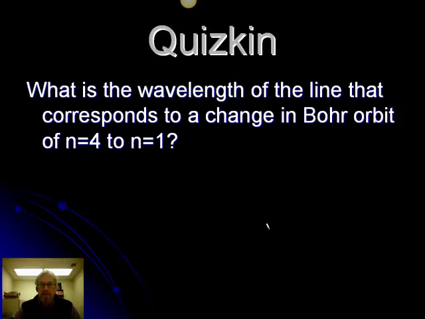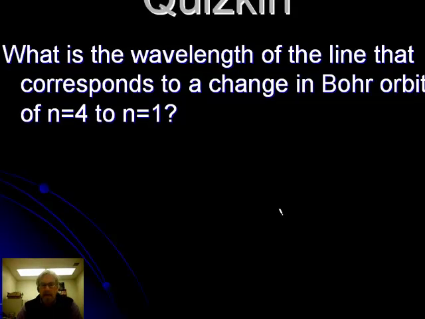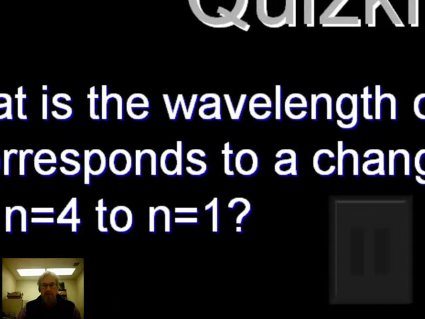First, we're going to start out with a quizkin related to the things that we learned in the last video. So this asks us, what is the wavelength of the line that corresponds to a change in Bohr orbit of n equals 4 to n equals 1? Let's solve this problem. Stop the video, give it your best shot. I'll give you an answer and a solution in a minute.